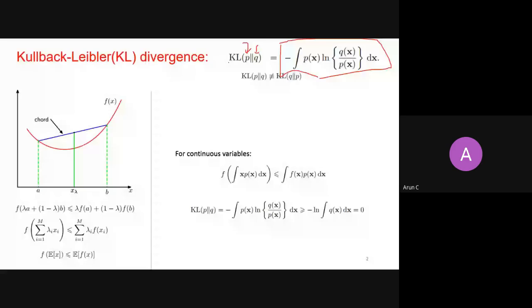Then we proved that KL divergence is always greater than or equal to 0, and we discussed it in detail yesterday, so I don't want to go through it.